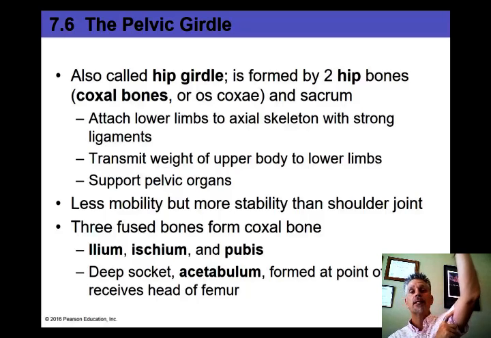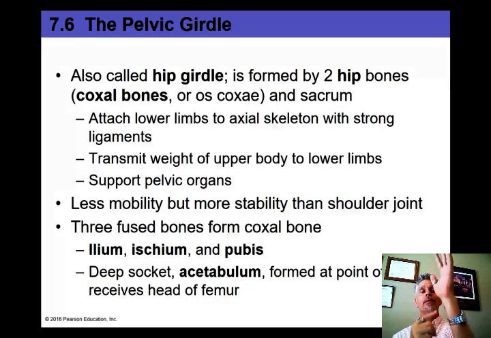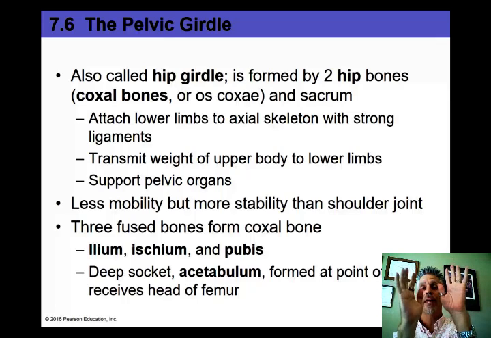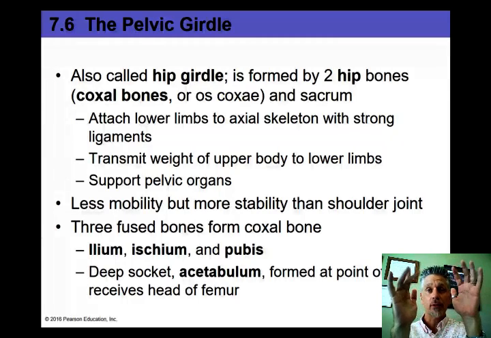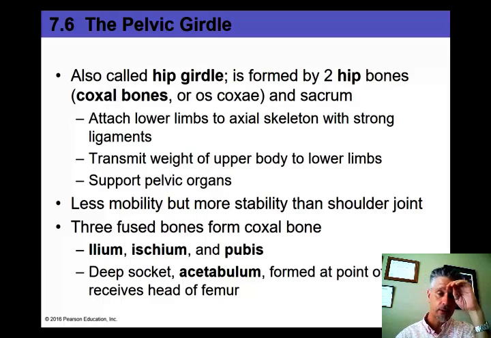One bone more proximal than two, then small bones of the wrist or ankle, and then bones of the hand and foot, bones of the phalanges. So we'll see a lot of similarities there. Okay, so pelvic girdle. So the pelvic girdle is also called the hip girdle.